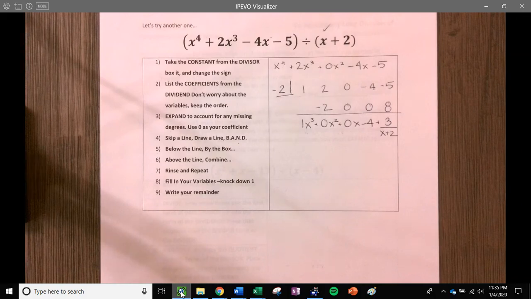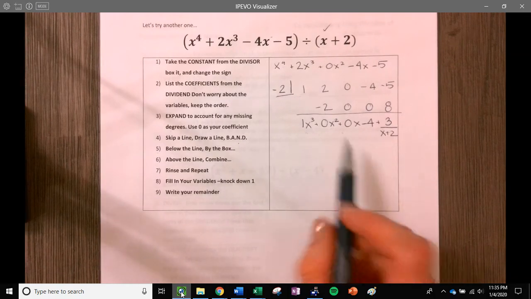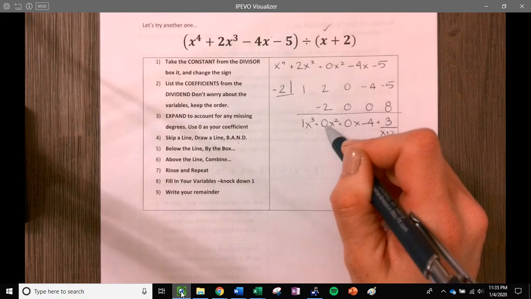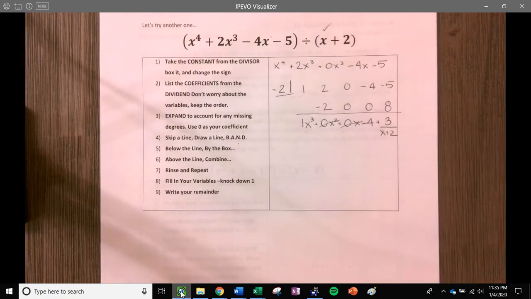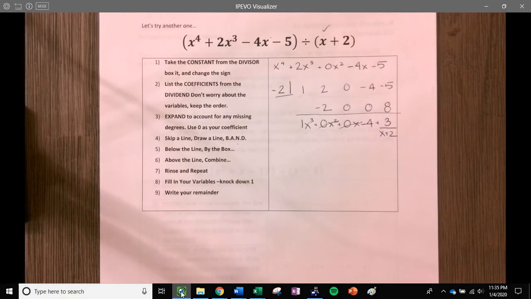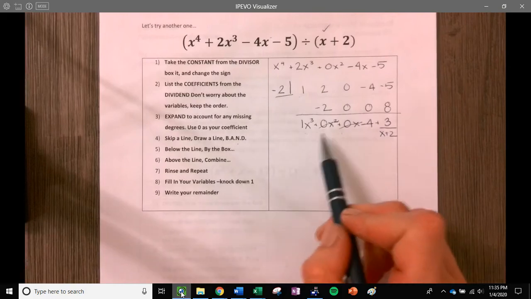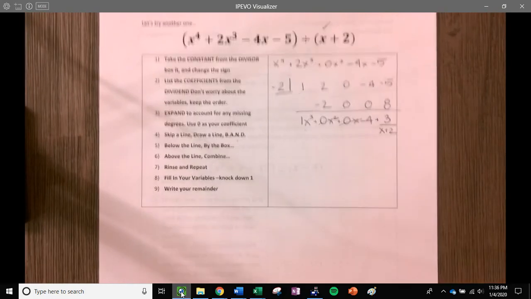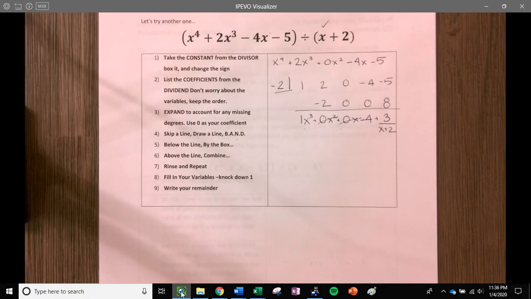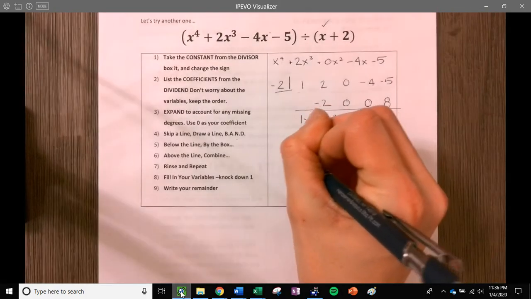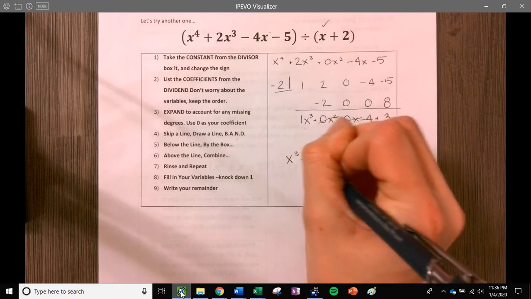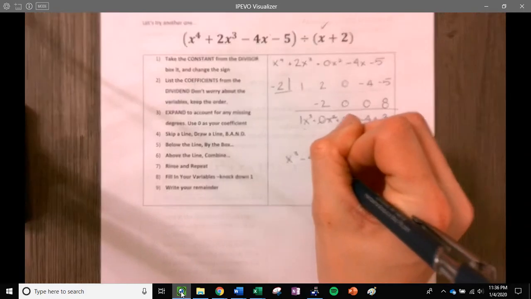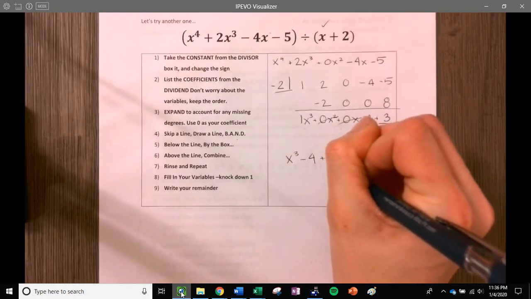So let's rewrite this a little bit. When we rewrite and clean this up, I do not write anything that has a 0 as a coefficient because it's not there. It's an empty value. 0 times x squared is 0. 0 times x is going to be 0. No need to write 0. It's a waste of time and energy. I'm going to write x cubed minus 4 plus 3 over x plus 2.